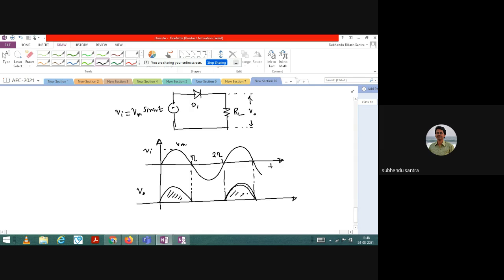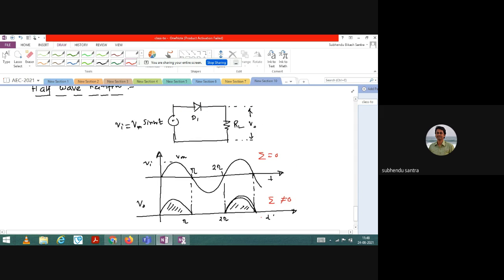Now you have this output signal. Can you tell me whether this signal is DC or AC? Definitely DC. Why DC? Because the average area is not 0 now. Here the average area, if you calculate, is 0. What is the average area for this signal? It is actually not equal to 0, therefore you have a DC signal. So the question is, I need to find out the DC value. How to find out the DC value? Any idea? How to find out the average value, V0 average? How to find out?